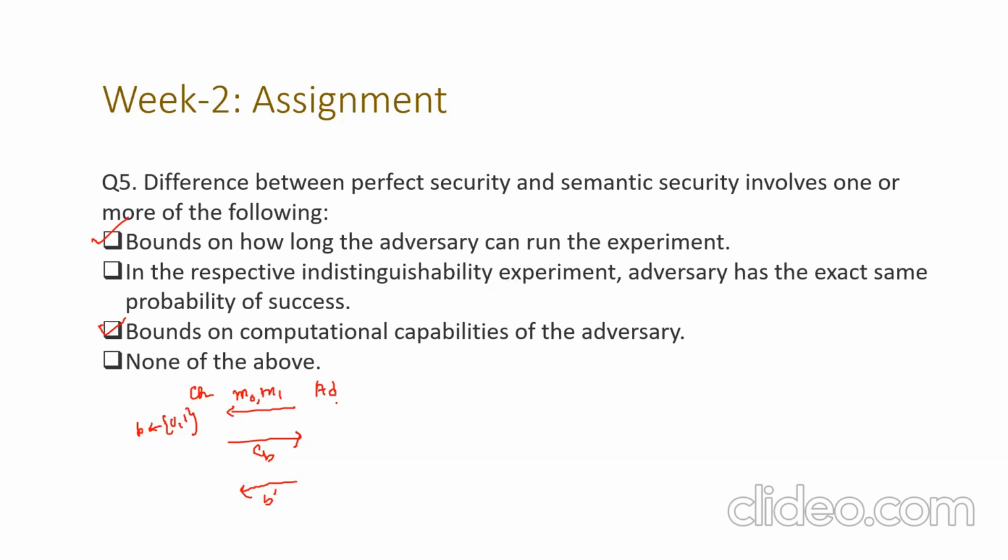Now, how does the adversary's probability of success differ in these two cases? Anyone would like to answer in the chat? In the perfect secrecy world and in the computational secrecy world, is it the same or different? That is, the adversary's probability of guessing the bit B dash correctly.